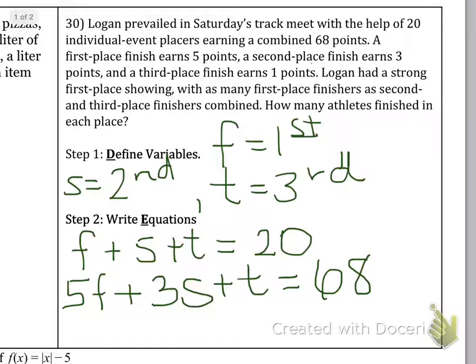The last piece that we know, it said that Logan had a strong first place showing with as many first place finishers as second and third. So to me, that says first place equals second plus third. So that's the last part that we need to write for our equations. F equals S plus T.